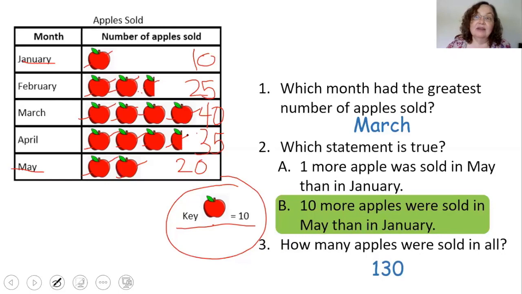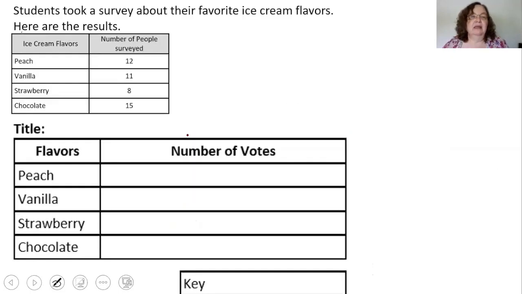Wonderful. Now let's look at your practice set. It says, students took a survey about their favorite ice cream flavors. Here are the results. So I see that we have ice cream flavors of peach, vanilla, strawberry, chocolate. And the number of people surveyed were 12, 11, 8, and 15. So the first thing I have to do is write out my title. So, what would you name this? I would name it Favorite Ice Cream Flavors because that's what we did.